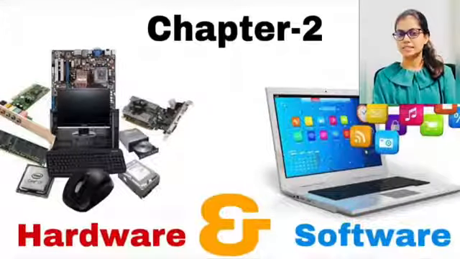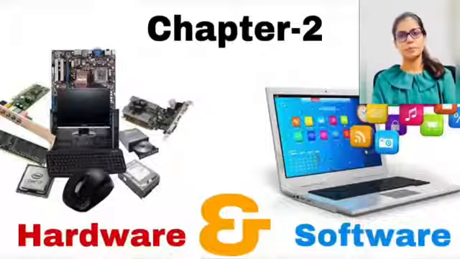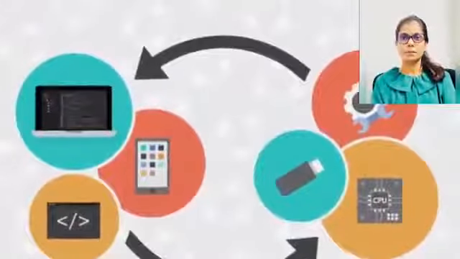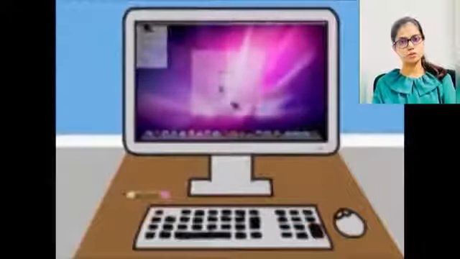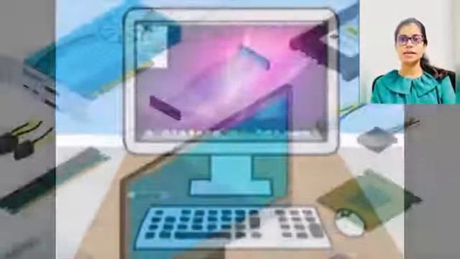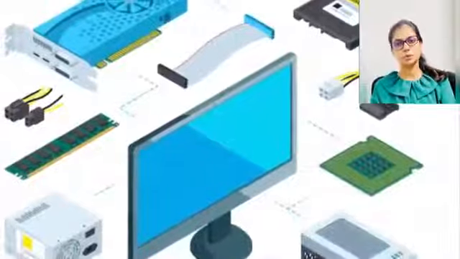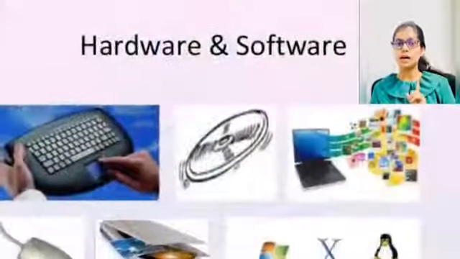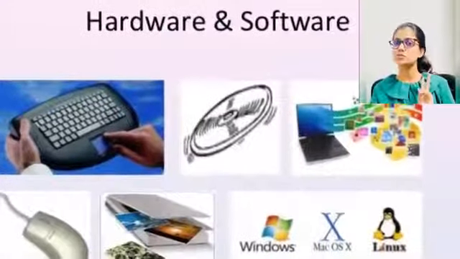So, let's start our next chapter, hardware and software. Now, children, you have understood that computer is an amazing machine that can do different types of jobs. Am I right? Yes, but it has different parts that work together to form a computer system. So, a computer has basic two parts. First one, hardware, and second is software.